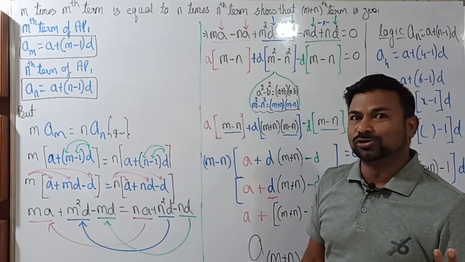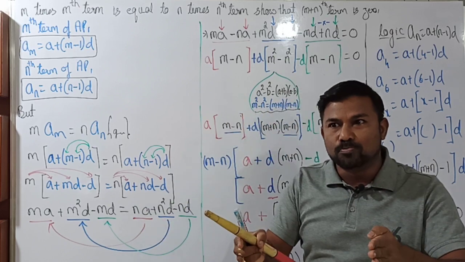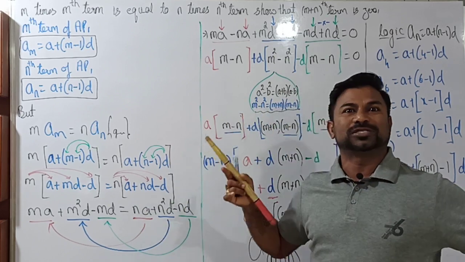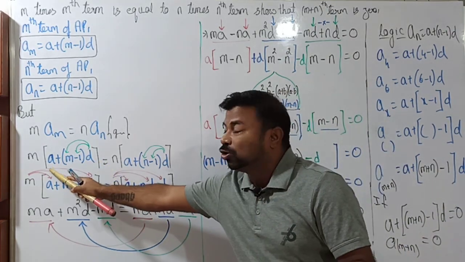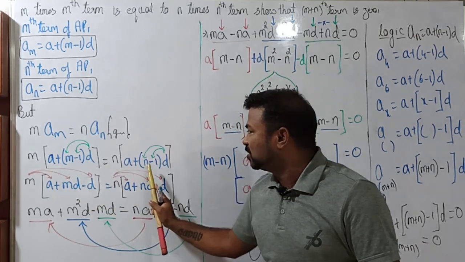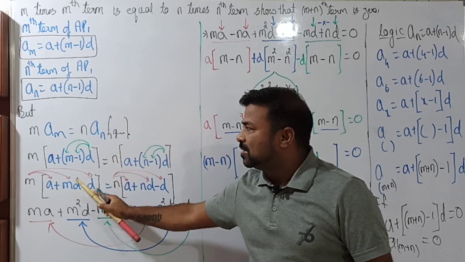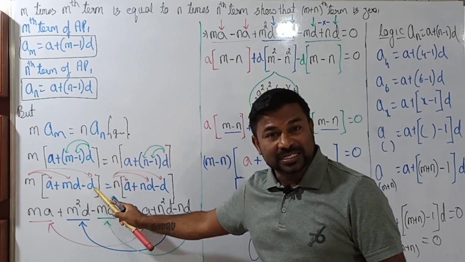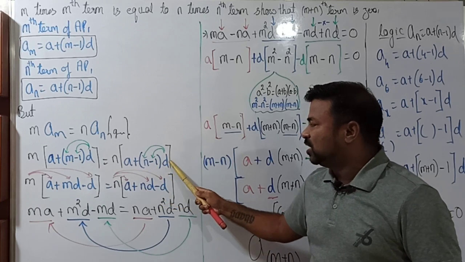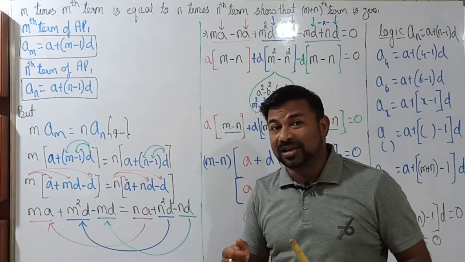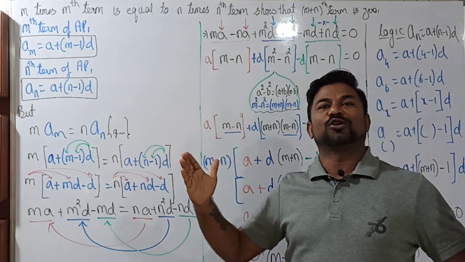What are we supposed to do? Let us simplify inside the bracket first before coming to the outside bracket. Apply the distributive property: m into d, md; minus 1 into d, minus d. Here also, n into d, nd; minus 1 into d, minus d. So inside the brackets are solved first. Now come back to the outside brackets.